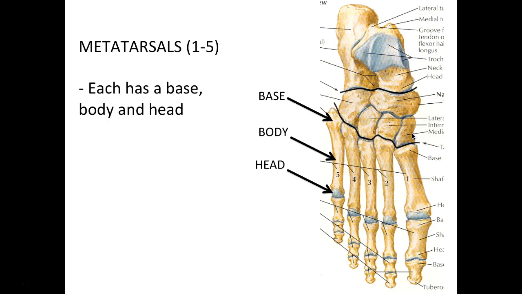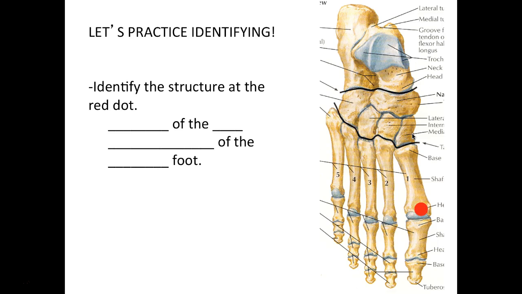And of course our metatarsals and phalanges are going to be very similar to the hand. So all of these metatarsals are going to have a base, body, and head. So let's do an example of trying to identify one of these. So identify the structure at the red dot. So is this base, body, or head? You're going to start small and build big. So this would be the head.